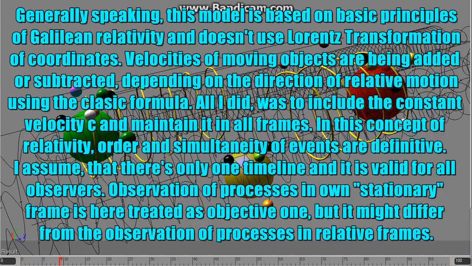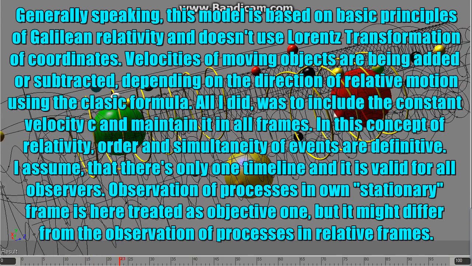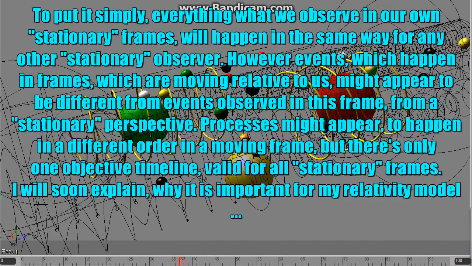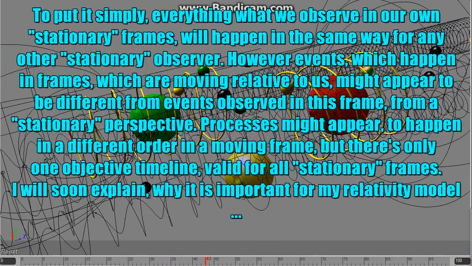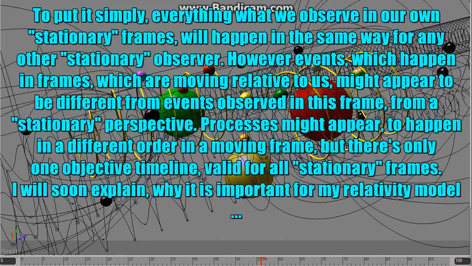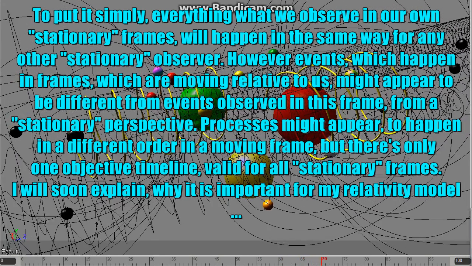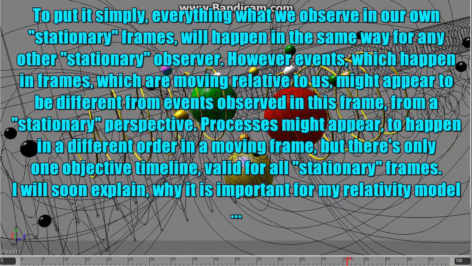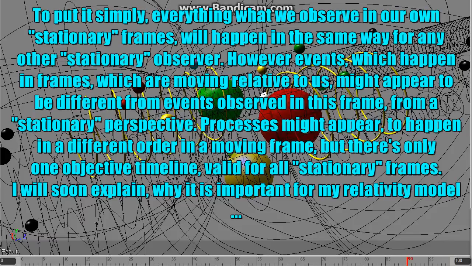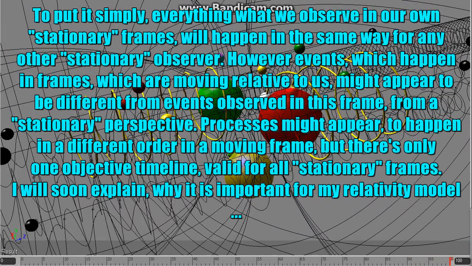Observation of processes in our own stationary frame is here treated as the objective one, but it might differ from the observation of processes in relative frames. To put it simply, everything we observe in our own stationary frames will happen in the same way for any other stationary observer. However, events which happen in frames which are moving relative to us might appear different from events observed in this frame from a stationary perspective. Processes might appear to happen in a different order in a moving frame, but there is only one objective timeline valid for all stationary frames. I will soon explain why it is important for my relativity model.